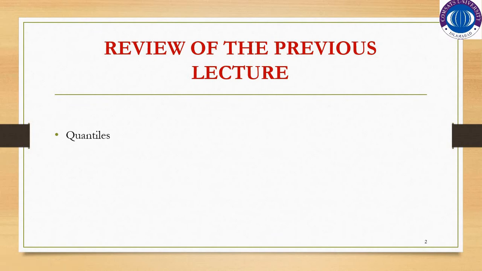Up till now we have discussed the quantiles, which is part of the measures of central tendency, and in quantiles we have discussed how to calculate quartiles, deciles and percentiles. In quartiles, we divide the data into 4 equal parts. In deciles, we divide the data into 10 equal parts. And in percentiles, we divide the data into 100 equal parts. In the previous lecture, we learned how to calculate quartiles, deciles, and percentiles for grouped and ungrouped data.